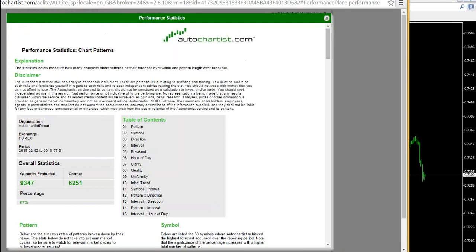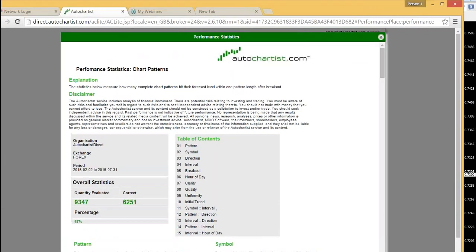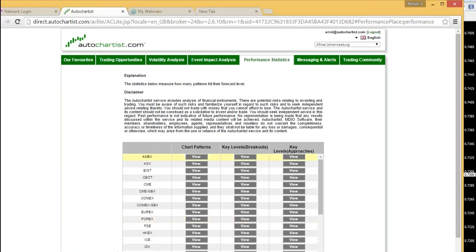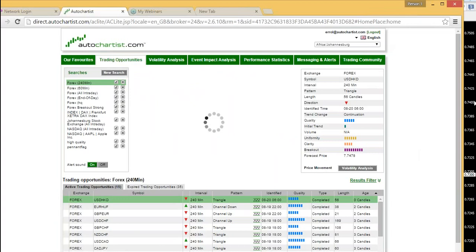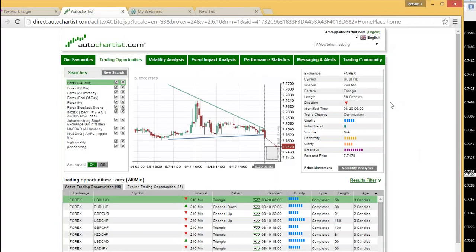There. Let me just bring up the web application for you and go to trading opportunities. Okay, so now performance statistics, you can see over here we have the different tabs on the top of this web platform, the web application, and it might look a little bit different to how your brokers look, because this is the Autochartist default direct web application.